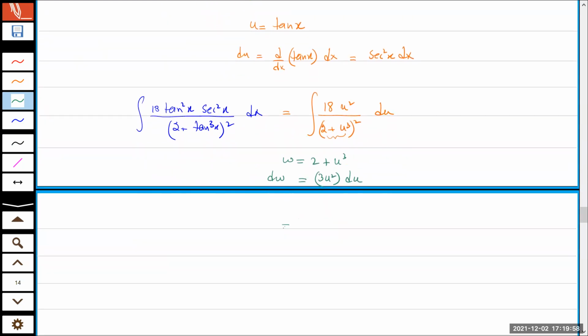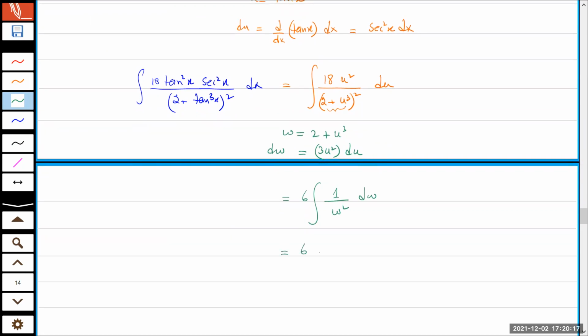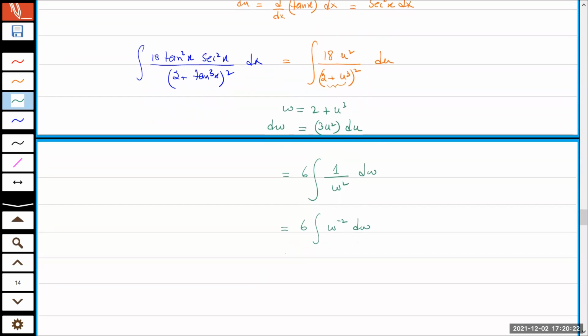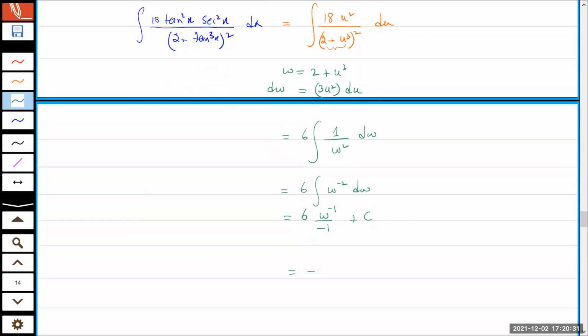Now my integral becomes 18u squared. I'm going to put 6 outside, and 3u squared du is my dw. So dw, 1 divided by w squared is what I'm left with. 2 plus u cubed is my w. I rewrite this as 6 w to the negative 2 dw. Doing the power rule, this is 6 w to the negative 1 divided by negative 1 plus the constant of integration, or negative 6 divided by w plus the constant of integration. We have evaluated the integral now.